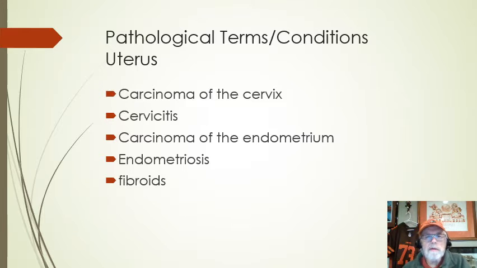Cervicitis is just an inflammation of the cervix, and this is usually because of one of a number of different types of organisms. A common one that will cause an inflammation in the cervix is gonorrhea. Gonorrhea will cause a rip-roaring, pus-like inflammation of the cervix, and you'll actually see pus coming out through that cervical os. You collect the pus inside the uterine cavity, and it may leak out through that cervical os.